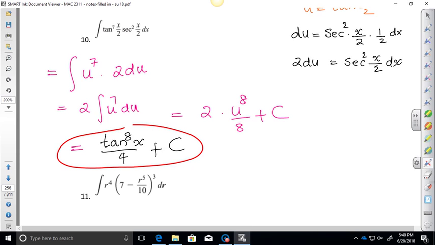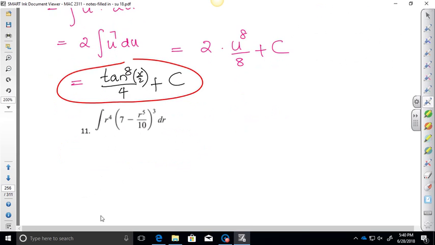Oh, no. What's the mistake? Yes, it should be x over 2. Sorry. Tan to the 8 of x over 2, that's our u, over 4 plus c.